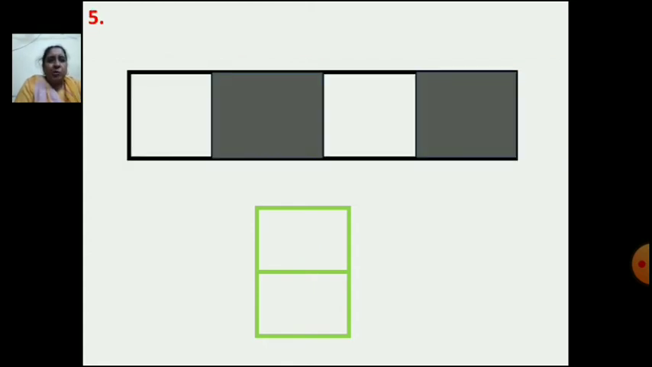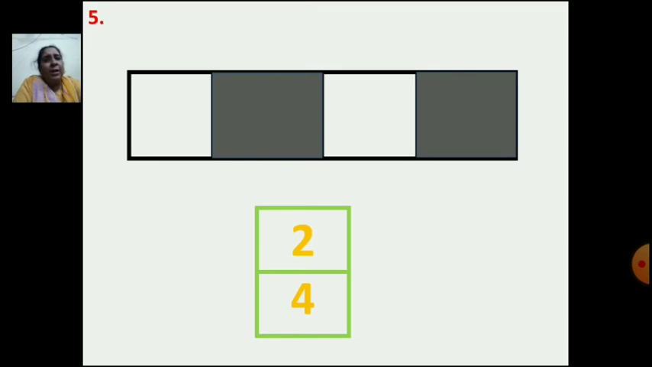Now next question. Here also you can see how many parts are there. 1, 2, 3, 4. Okay. How many total parts are there? 4. And how many parts are shaded? Only 2 parts. Right. So we have to write fraction for shaded part. What will be the answer? Yes. Answer is 2 upon 4. What is the answer, children? 2 parts are shaded. So 2 will come up and total number of parts are 4. So your answer is 2 upon 4.